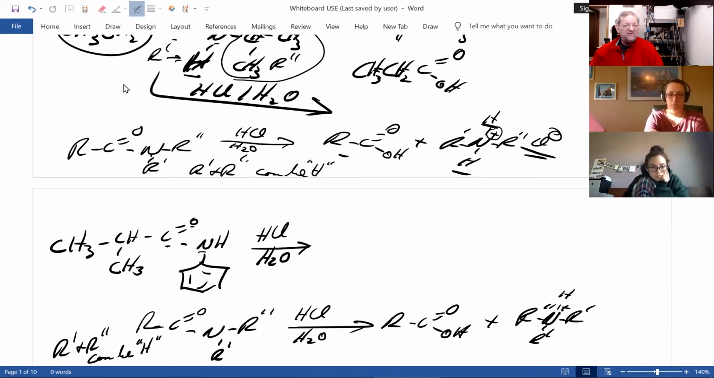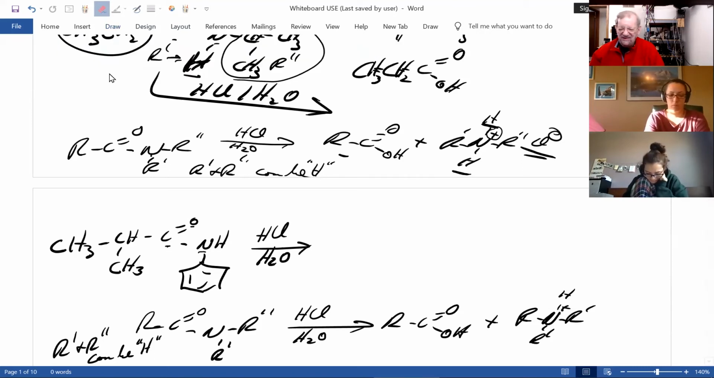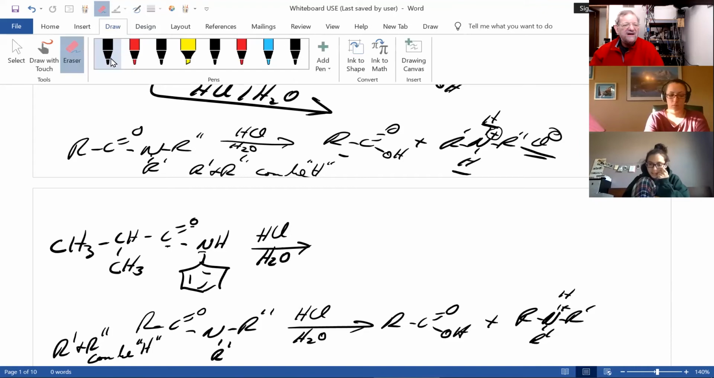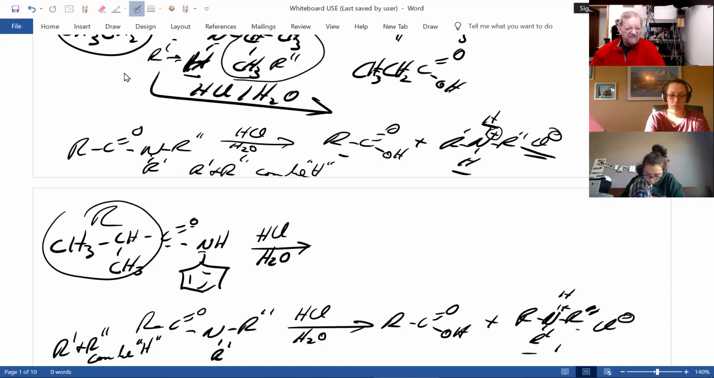I got too many lines here. Hold on. Oh no, I'm getting prime poisoning. But that's better. And like I said, R prime and R double prime can be hydrogen. So if we come over here, this is R. I'll call that R prime. I'll call that R double prime. So my carboxylic acid has my R group.